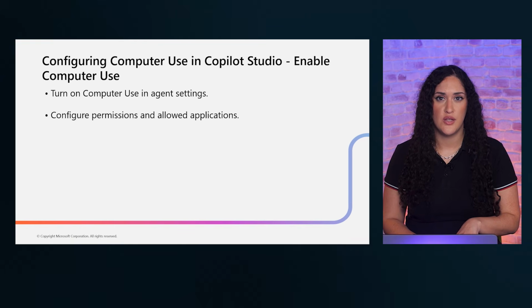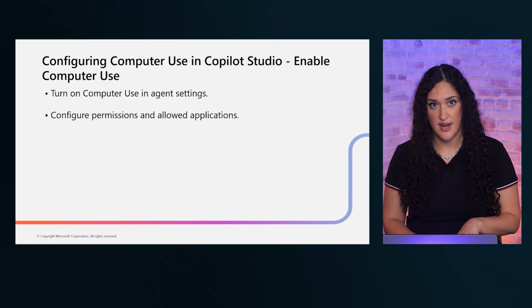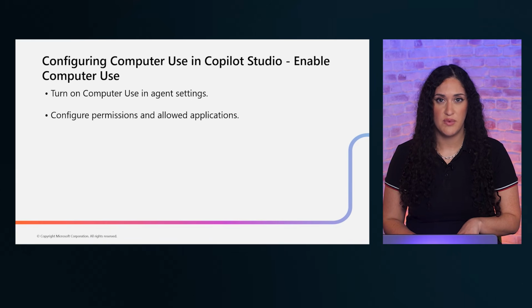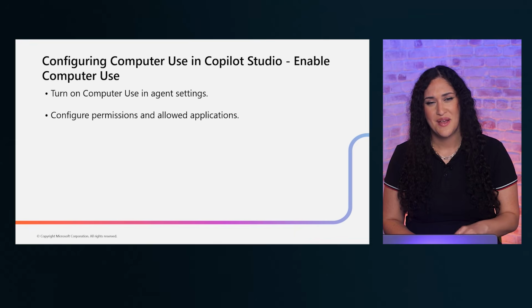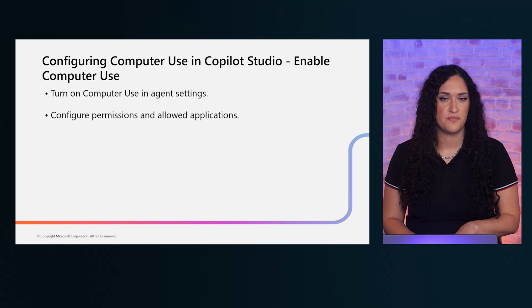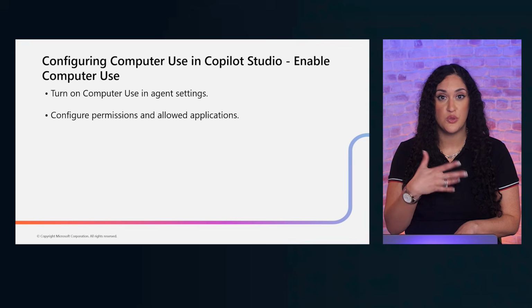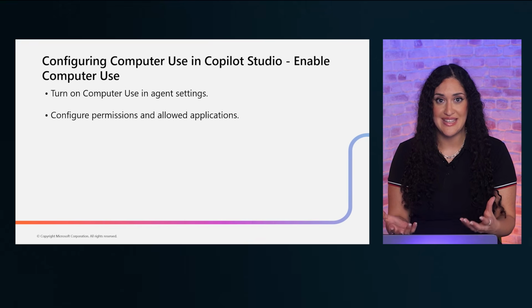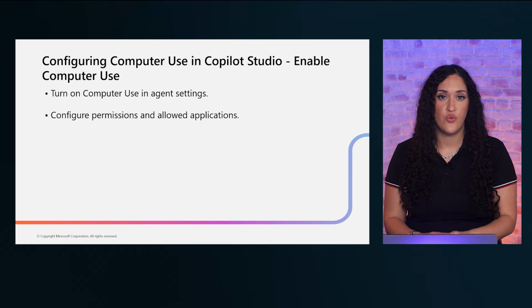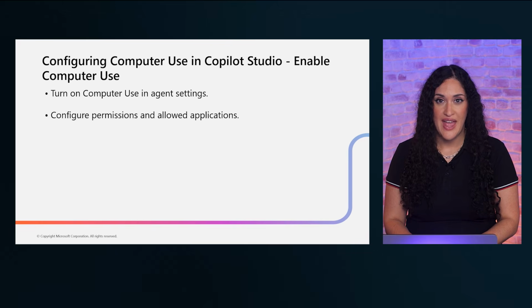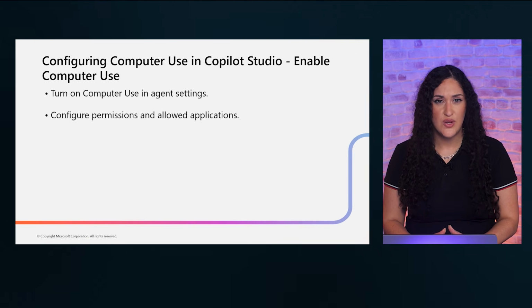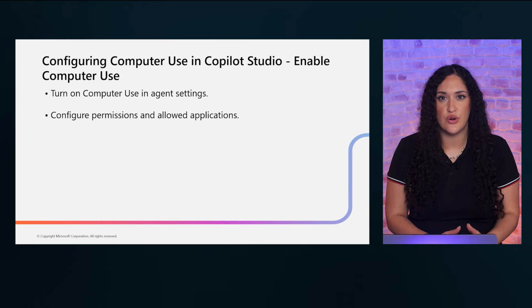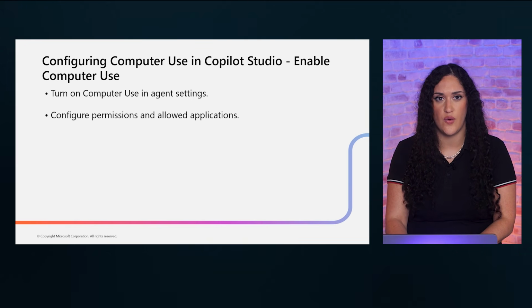Configuring computer use in Copilot Studio starts with enabling it in your agent settings and configuring permissions for allowed applications. This sounds simple, but it is a critical governance step. The best practice is to follow the principle of least privilege. Only enable access to the specific applications your agent needs. Maintain an inventory of which agents have computer use enabled and what applications they can access. This inventory becomes essential for security audits and compliance reviews. Treat computer use permissions with the same rigor you would apply to any service account in your enterprise.